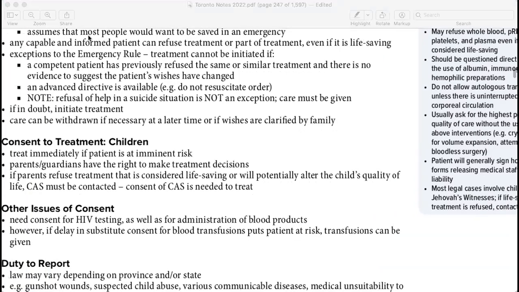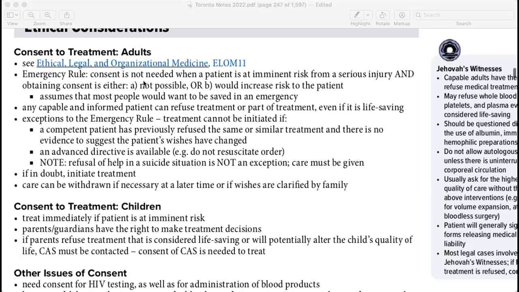Now, if we go to the ethical emergency rule, consent is not needed when a patient is in imminent danger. Let's suppose the patient is in depression, did a suicide attempt, and asked you to refuse the treatment. In those conditions, you are going to give the treatment regardless of that. Because if the person is in depression, it means he lost the capacity to make the decision. Since he lost the capacity, you are going to give the treatment.